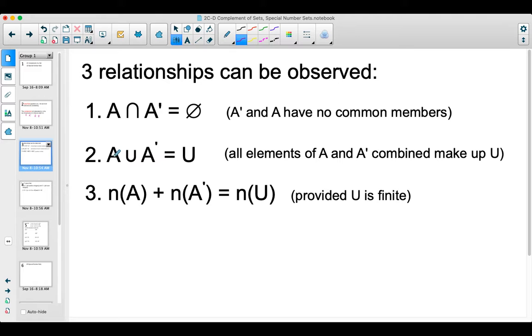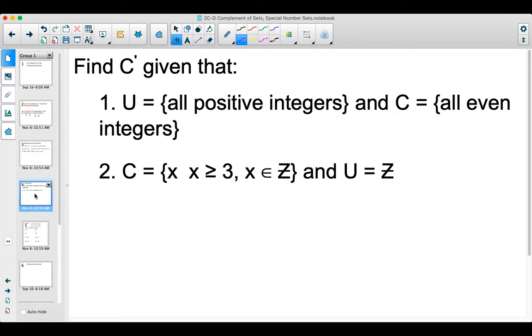Now the union of A and A prime is going to be all of that universal set, everything that is being talked about. And then the other thing that we can observe is that the number of elements in A plus the number of elements in A prime is going to be the total number of elements in your universal set. And again, that's provided that it is a finite set. So let's just do some examples.